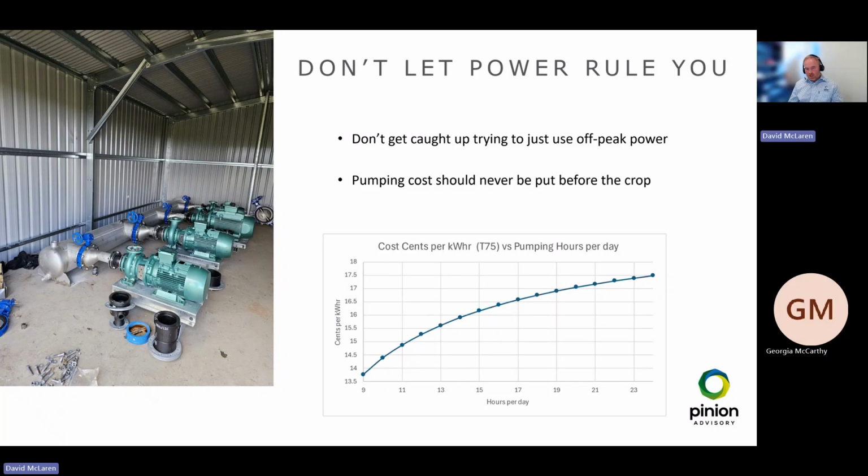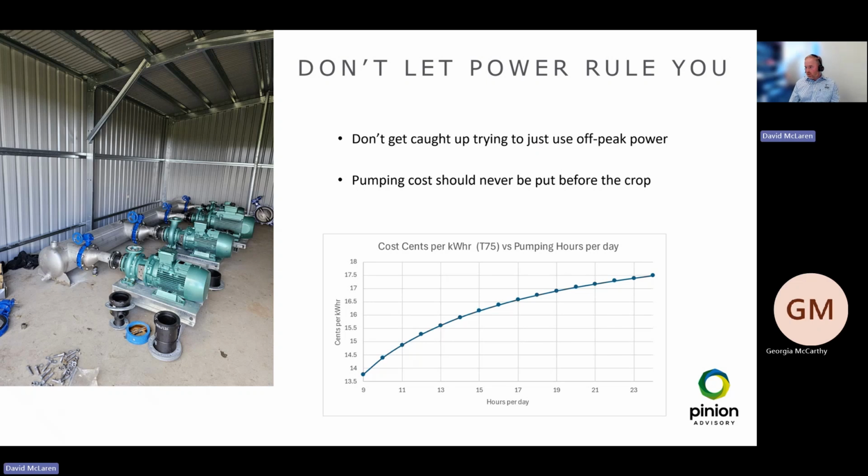On this slide, it's just: don't let power rule you. It's really important as we design a system and size it that we don't just get focused on power. Some of the key fundamentals here are: don't get caught up trying to just use off-peak power. Pumping costs should never be put before the crop.